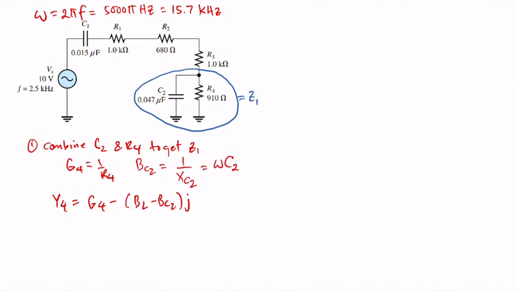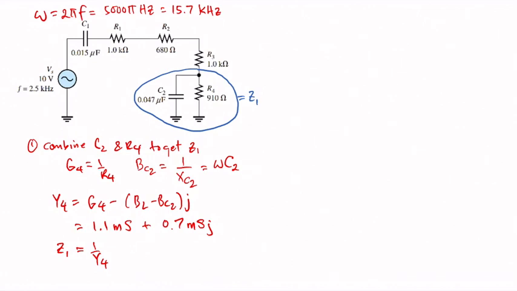Okay, this will then give us a value of 1.1 millisiemens plus 0.7 millisiemens j hat. Now, I used MATLAB in order to solve for these quantities so that it will become easier. The next step is to solve for Z4 or Z1, which is the reciprocal of Y4.